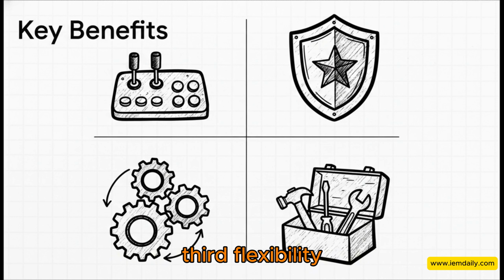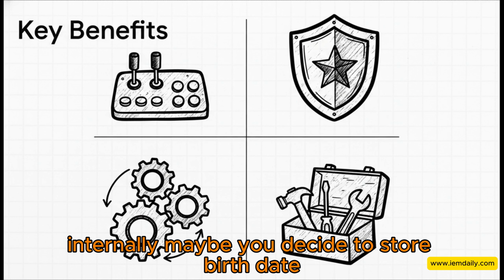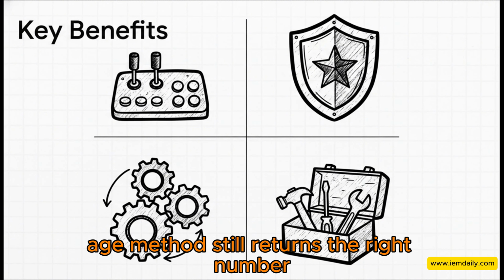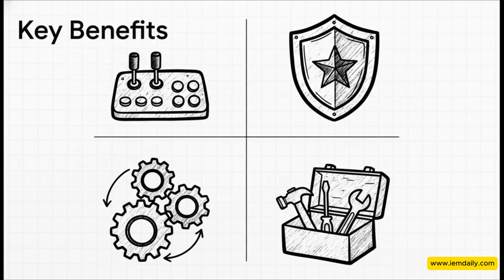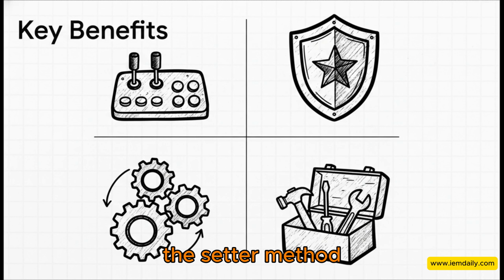Third, flexibility. This one is awesome. You could totally change how you store the age internally. Maybe you decide to store birth date and calculate the age. As long as your getAge method still returns the right number, all the code that uses your class will never know the difference. And finally, maintainability. Your code is just so much easier to manage. When there's a problem with an object state, you know exactly where to look, the setter method.